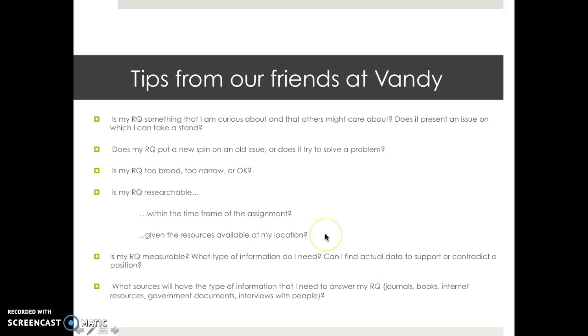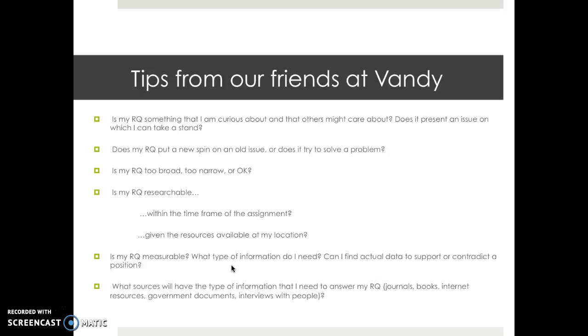Don't say you want to do something nationwide if you don't have the time or money to do a nationwide survey. So think about those types of things, and that goes hand in hand with, is it measurable? What kind of information do you need? And so a lot of times people really want to focus on student achievement, whether it's in higher ed or in K-12. But if your school district that you want to study is not going to give you access to student test scores, then you're not going to be able to do that study. You need to be realistic when you're thinking about things.